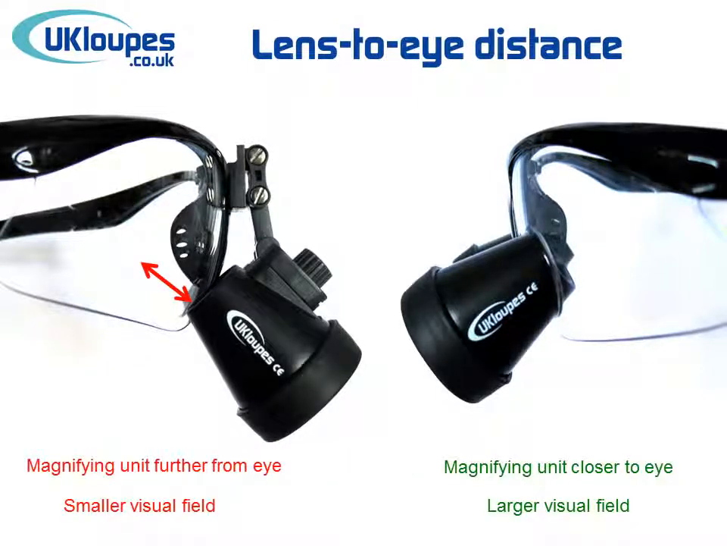Another difference between flip-up loops and TTL loops is that the lens is positioned further away from your eye in flip-up loops. This is shown in the picture. The closer the lens is to your eye, the greater visual field will be viewed through the loops.